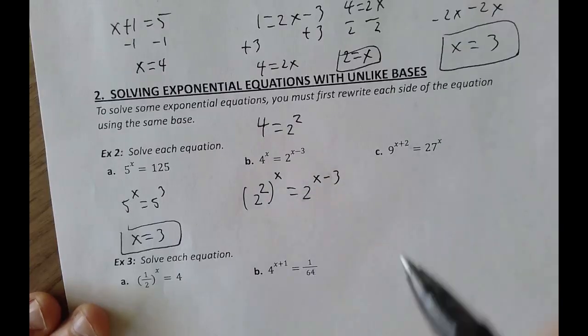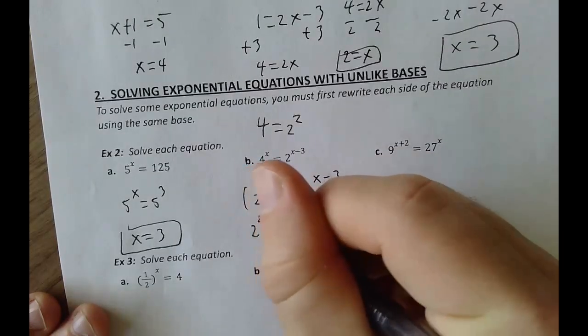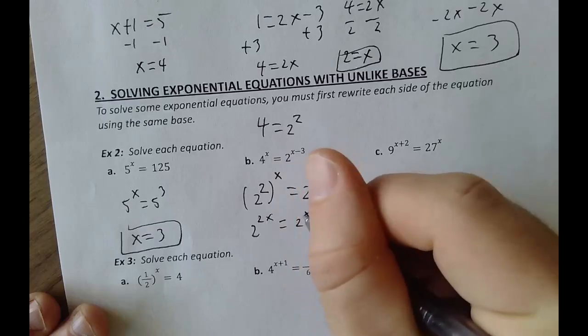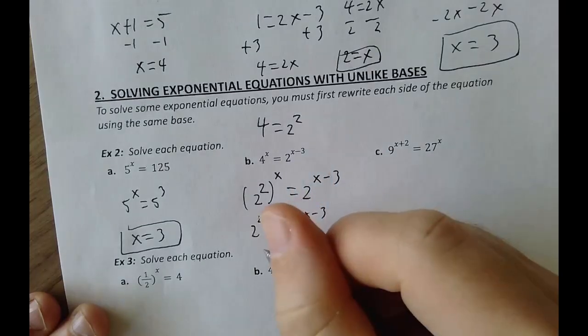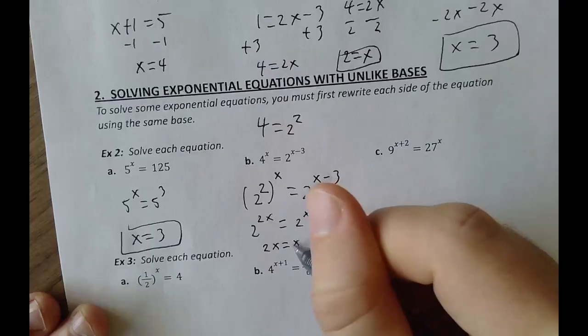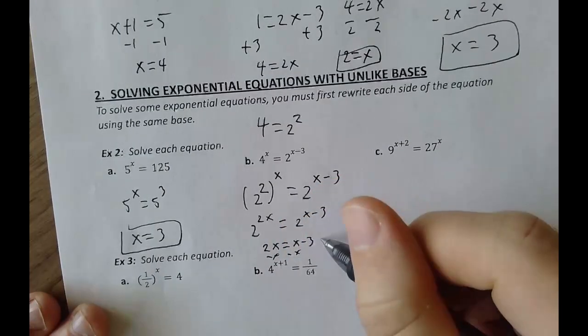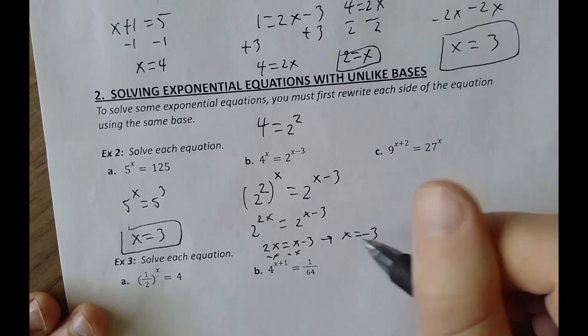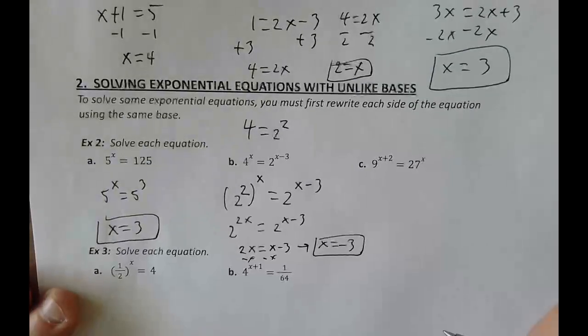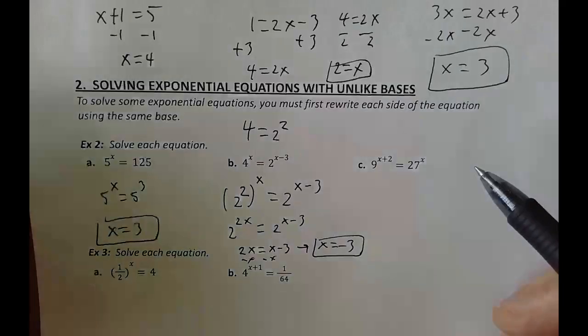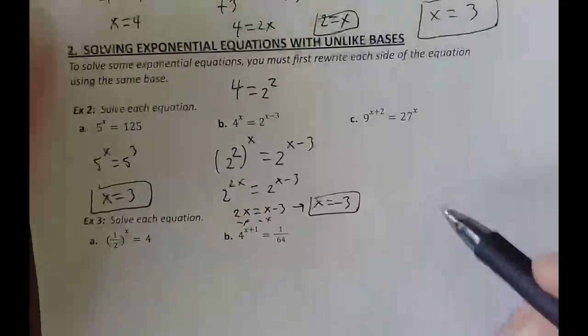I have to multiply. So it's going to be 2 to the 2x equals 2 to the x minus 3. Therefore, 2x equals x minus 3. And I'll subtract x from both sides. So x would equal negative 3. Okay? Last one here. So 9 to the x plus 2 and 27 to the x.